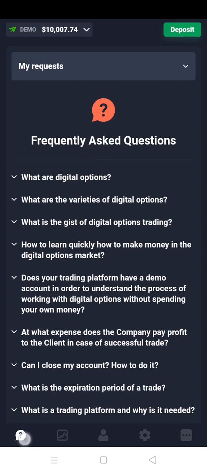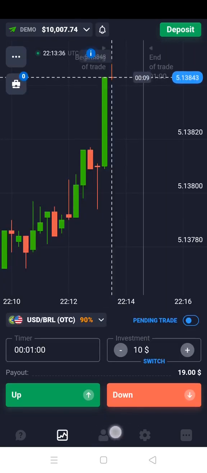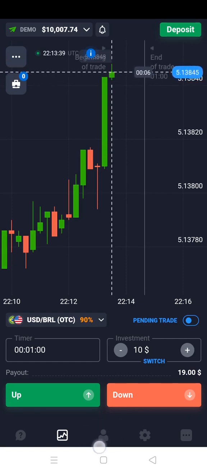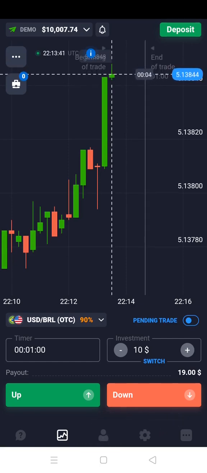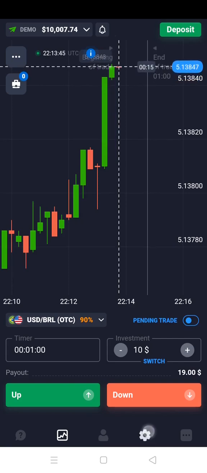We've dealt with this first one, which is the customer support area. The next one here is the chat. That's where we started from. This one here is your profile. All right. This is where your profile is, where you see all your details and where you do your verification. And over here is the settings area.